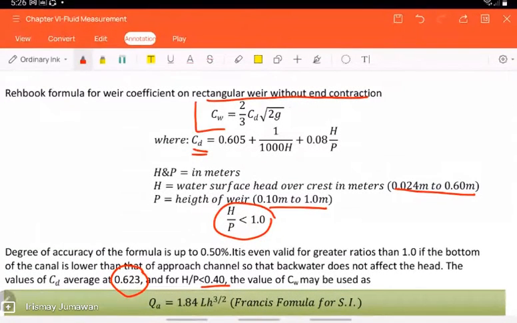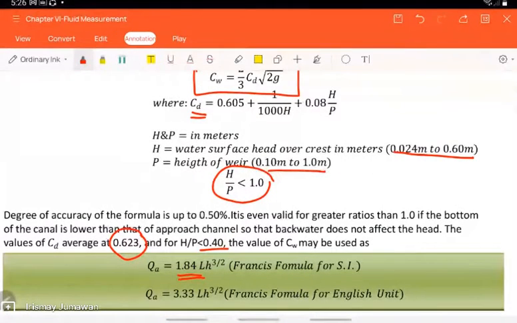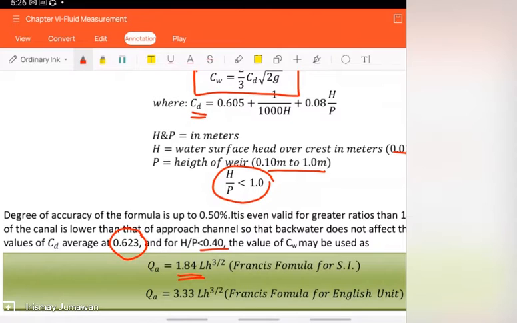So, when you substitute the value of CD from the formula 2/3 CD square root of 2g, you can have the CW which is equal to 1.84. So this is called the Francis formula. So when ang problem gani Francis formula, you have to use the Francis formula, but this formula is neglecting velocity of approach. So kung wala velocity, you don't have any to consider. So for the velocity of approach, neglect, no? Using Francis formula.